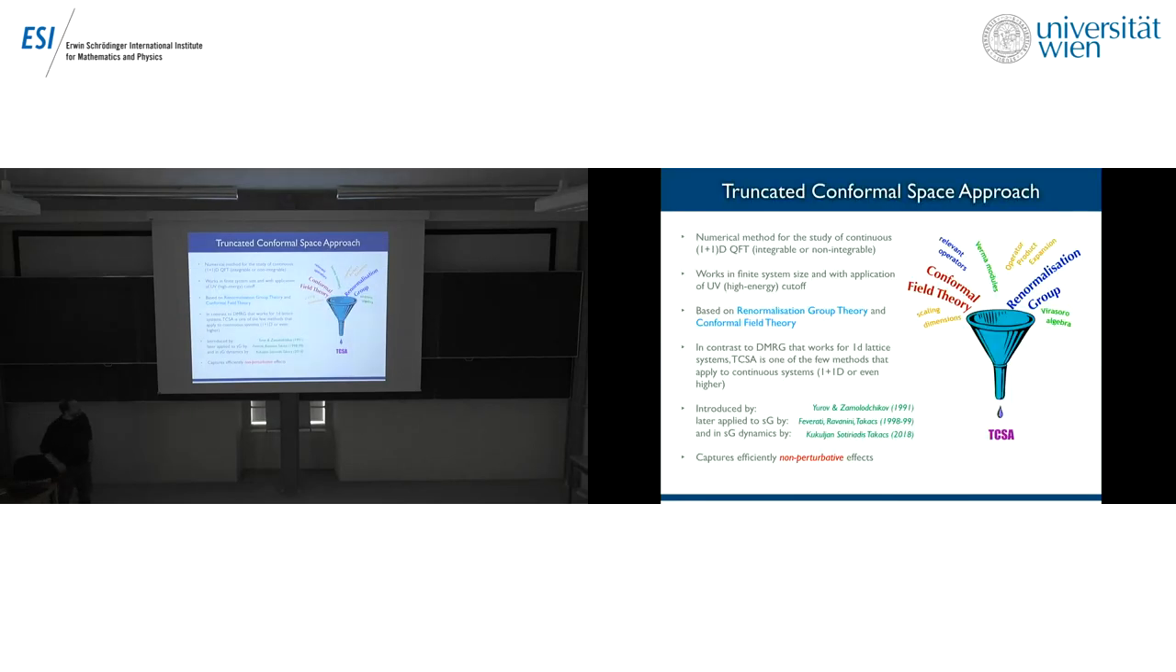So I'm going to spend now a couple of slides to explain the method that we used in order to do this computation. Our method is based on the so-called truncated conformal space approach, which is a numerical technique for the calculation of the spectra of strongly interacting Hamiltonians in 1+1 dimensions. It's applicable to continuous quantum field theories. So this is in contrast to standard density matrix renormalization group theory and MPS techniques. Our method is useful for continuous models instead of lattice systems.